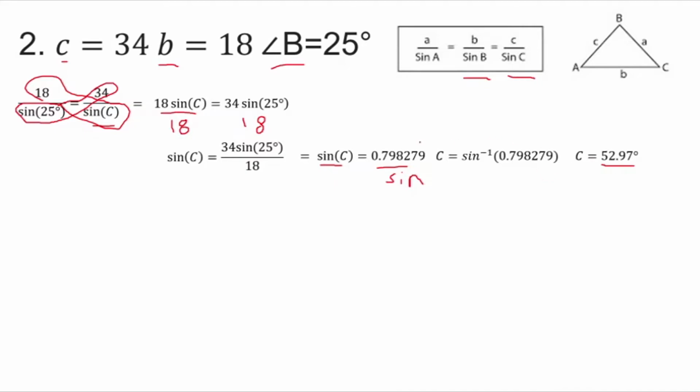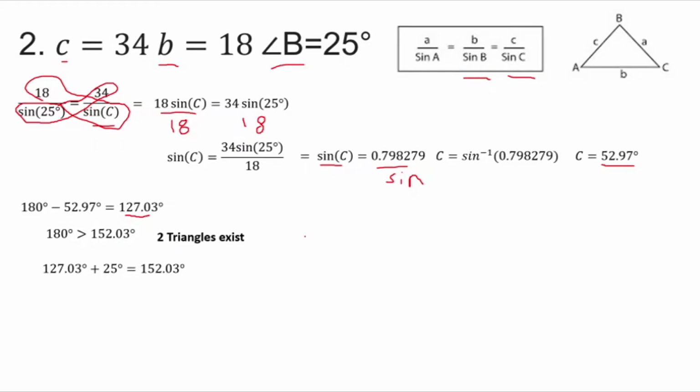How do we figure out that we have 2 triangles or 1 triangle? We subtract what we found for C from 180, which gives us 127.03. Here you're going to add 25 to it, which gives you 152.03. Obviously that's way lower than 180. So we can tell we have 2 triangles that exist in this problem. Let's solve for triangle 1, which we're doing up here.